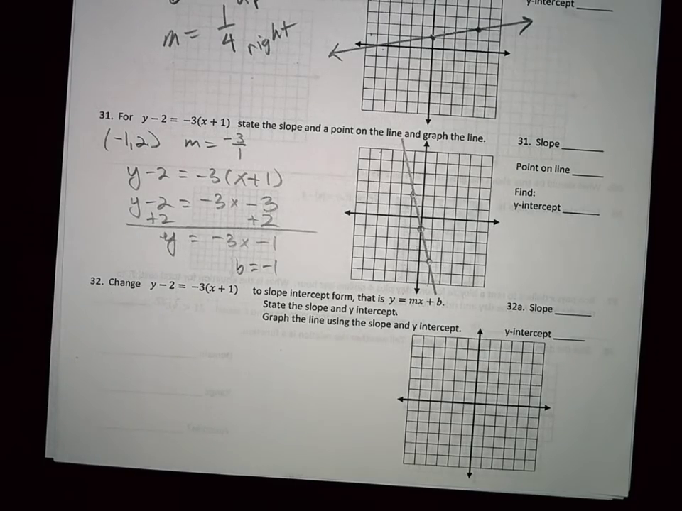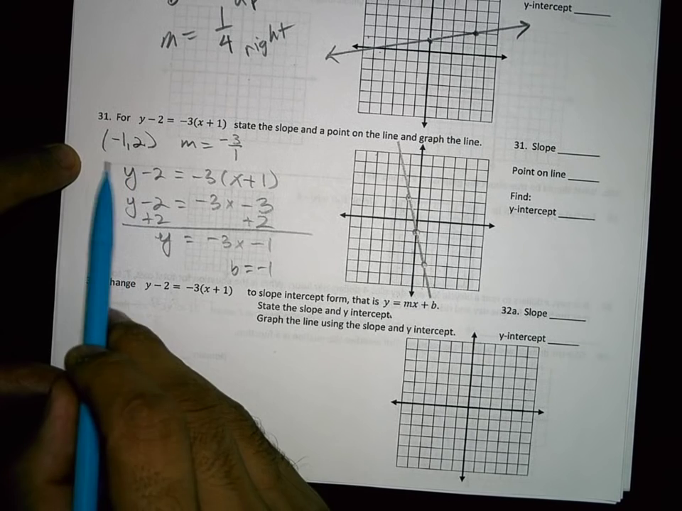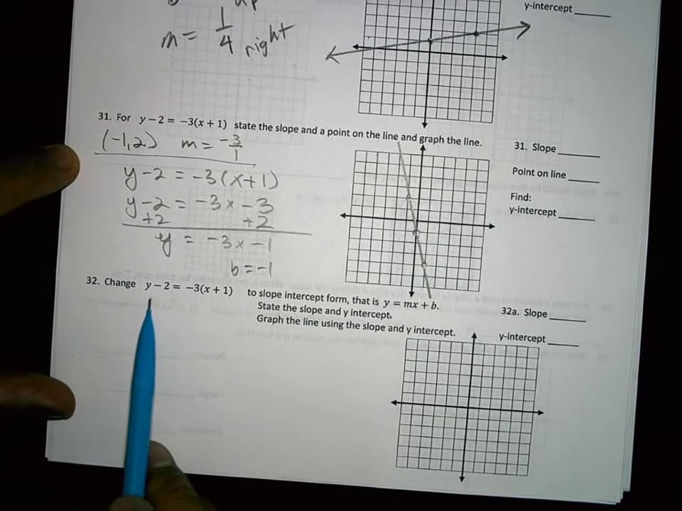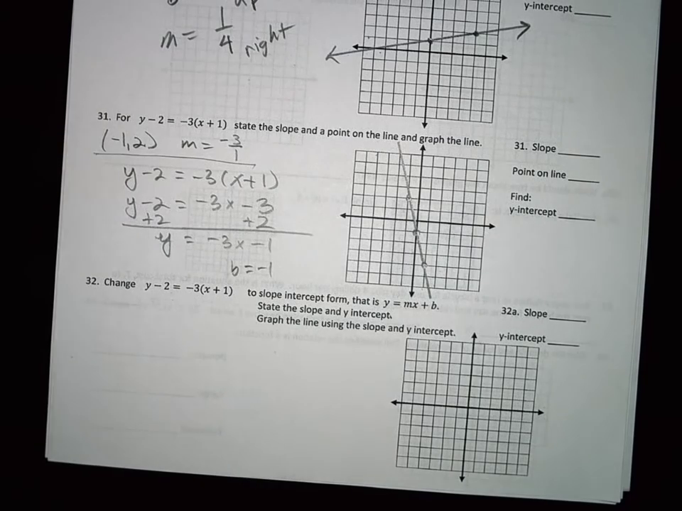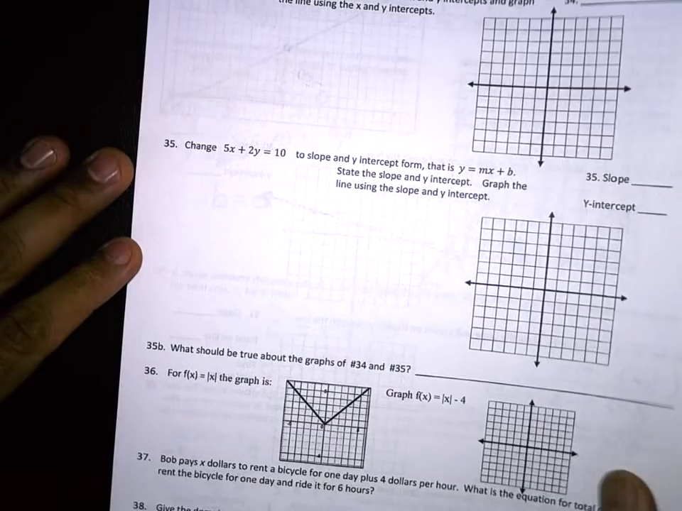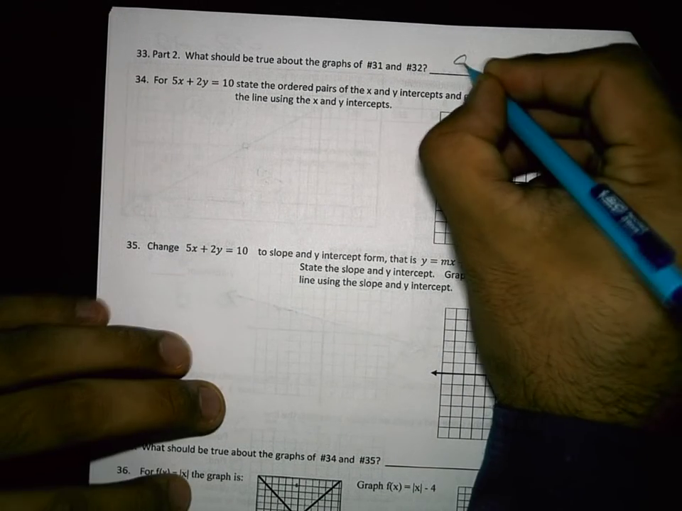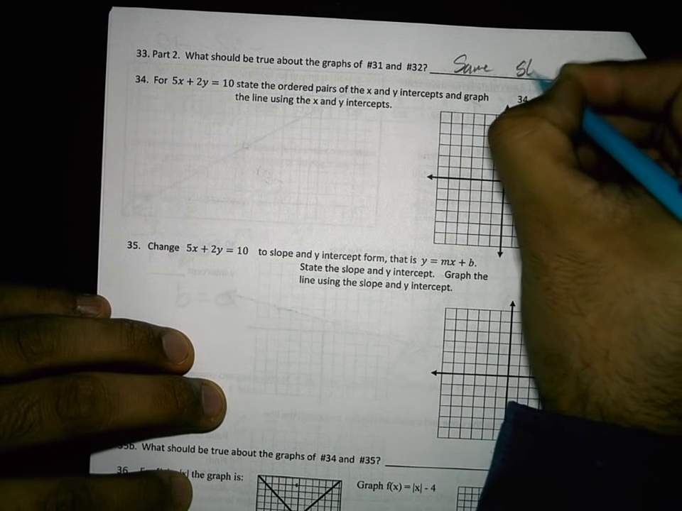So we want to do what we just did above this. So I'm going to solve for y. Same thing actually. It looks like for this one I wanted to do it this way, and then the second part I wanted to do it this way. So I did both of those right there. Next one here. What should be true about what we just did on the other side? Same slope, and points. State the ordered pair.